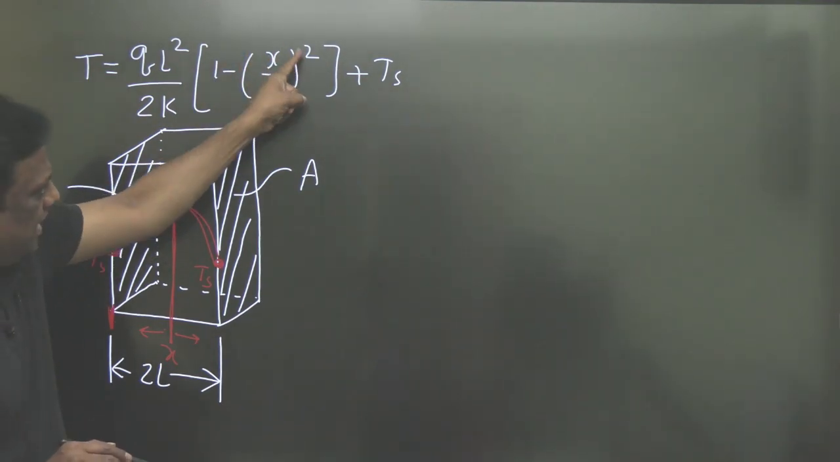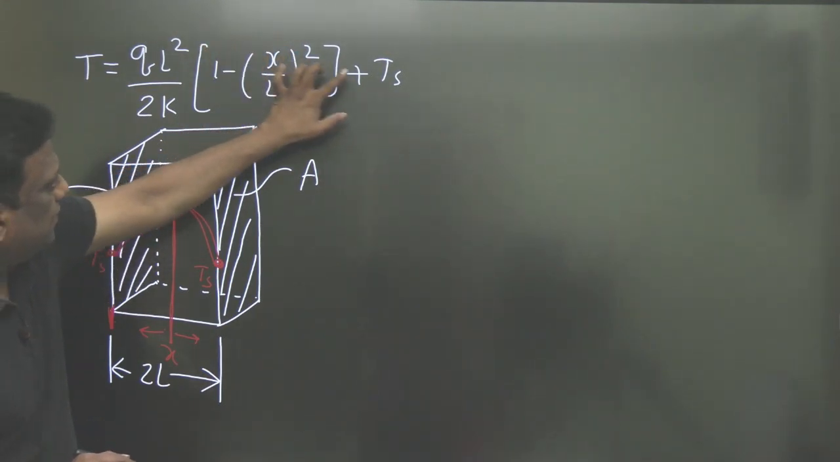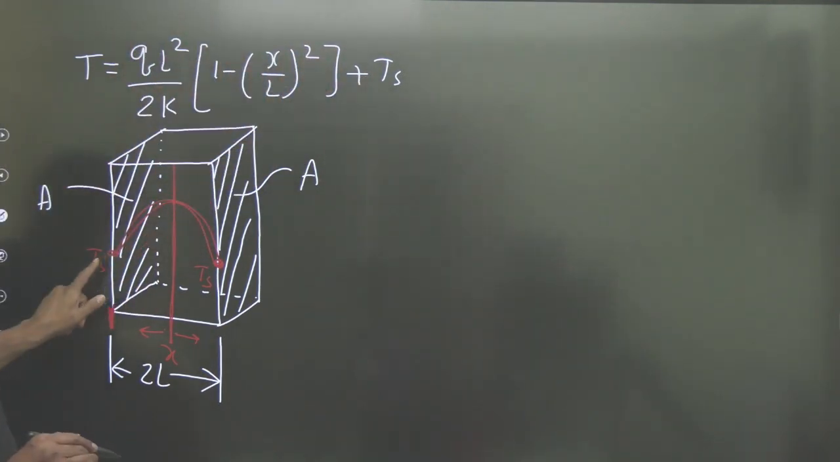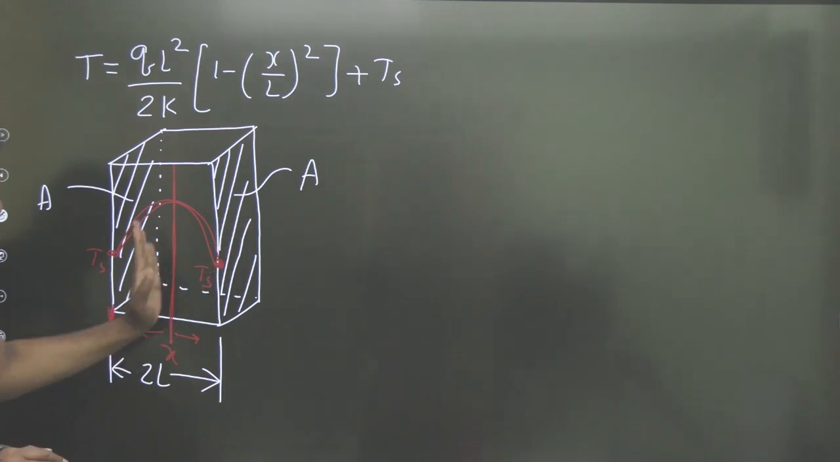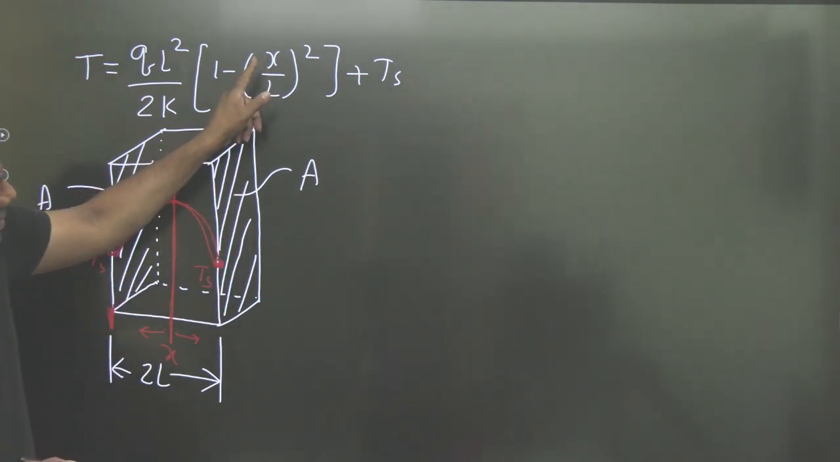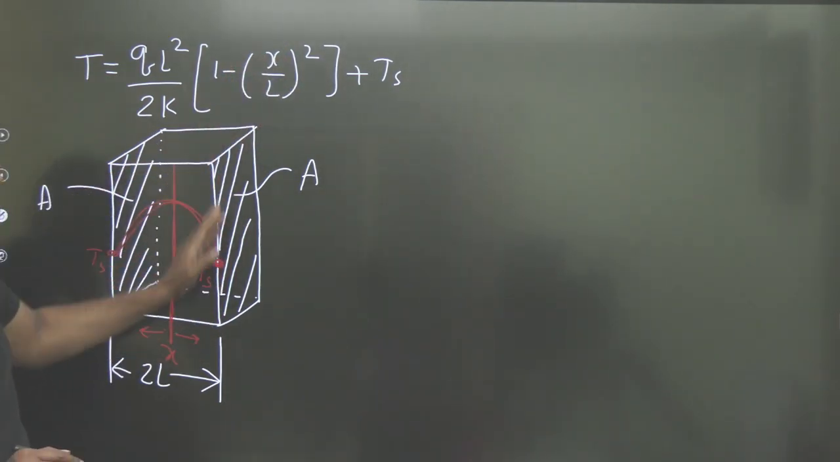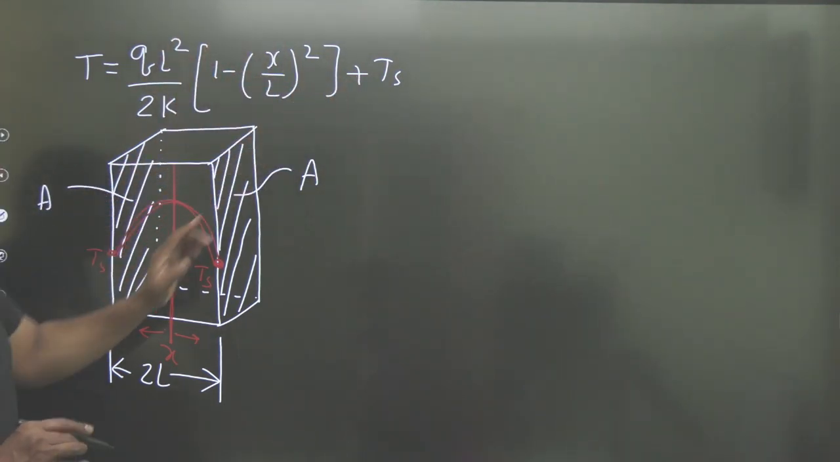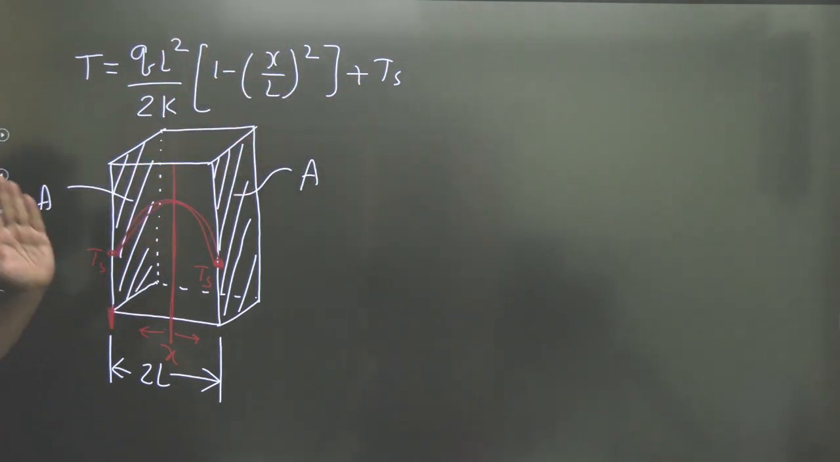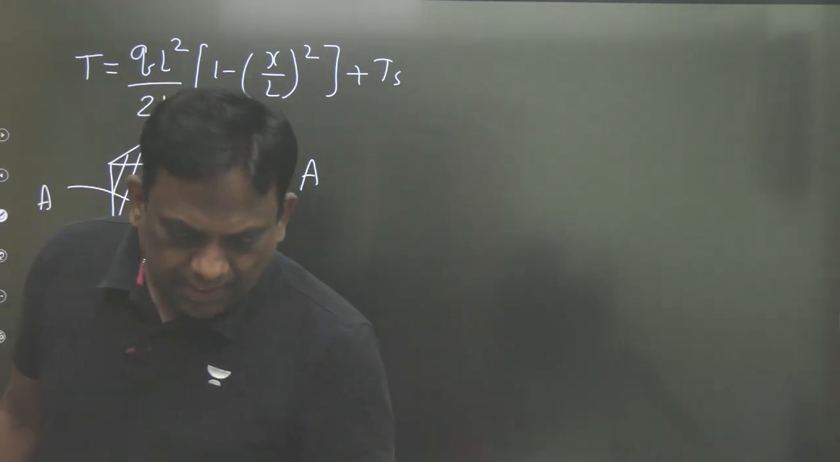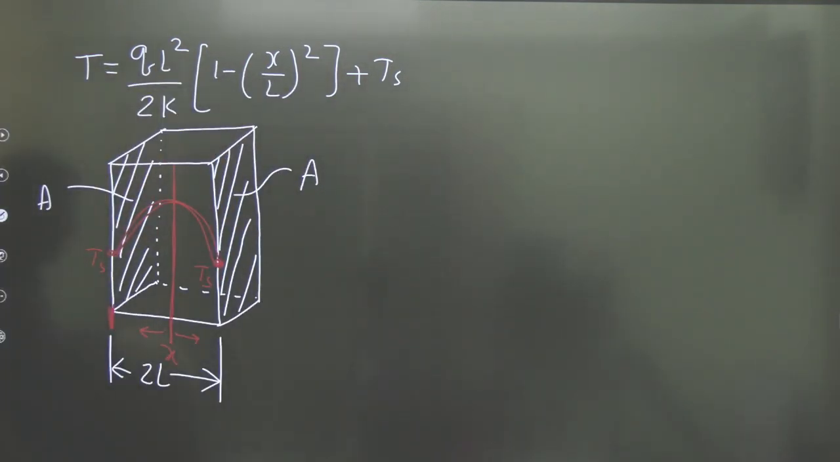Minus 1 whole square is 1. 1 minus 1 is 0. So therefore this is 0. At TS, if you put plus L, L by L is 1. 1 square is 1. 1 minus 1 is 0. So therefore this is 0. Again TS. So it is symmetric on both sides. And obviously, where is the temperature maximum? It's very simple. The temperature is maximum at the center.